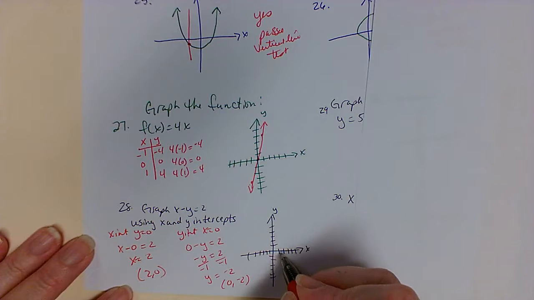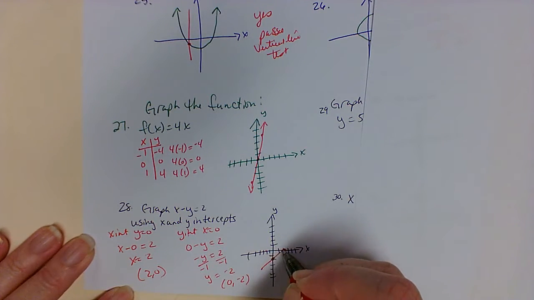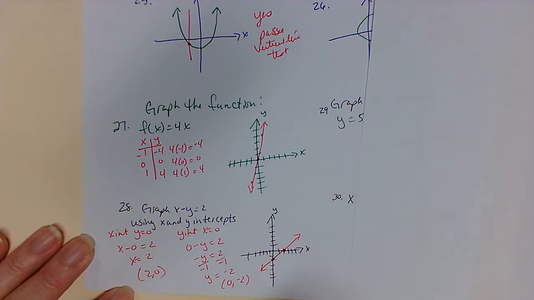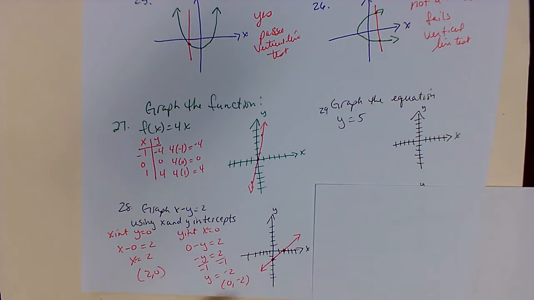So on my x, I'm going to my positive x value right here of 2. And on my y, it's at 0, -2. And I'm going to draw my line in between them. If it says x and y intercepts, you need to solve it this way in order to get all the points on your test. Now we're looking at graphing the equation of y equals 5.